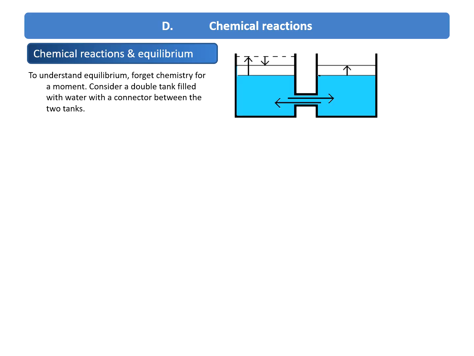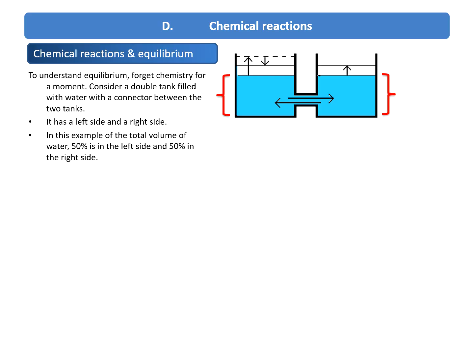To understand equilibrium, forget chemistry for a moment. Consider a double tank filled with water with a connector between the two tanks. It has a left side and a right side. In this example, the total volume of water, 50%, is on the left side and 50% in the right side.